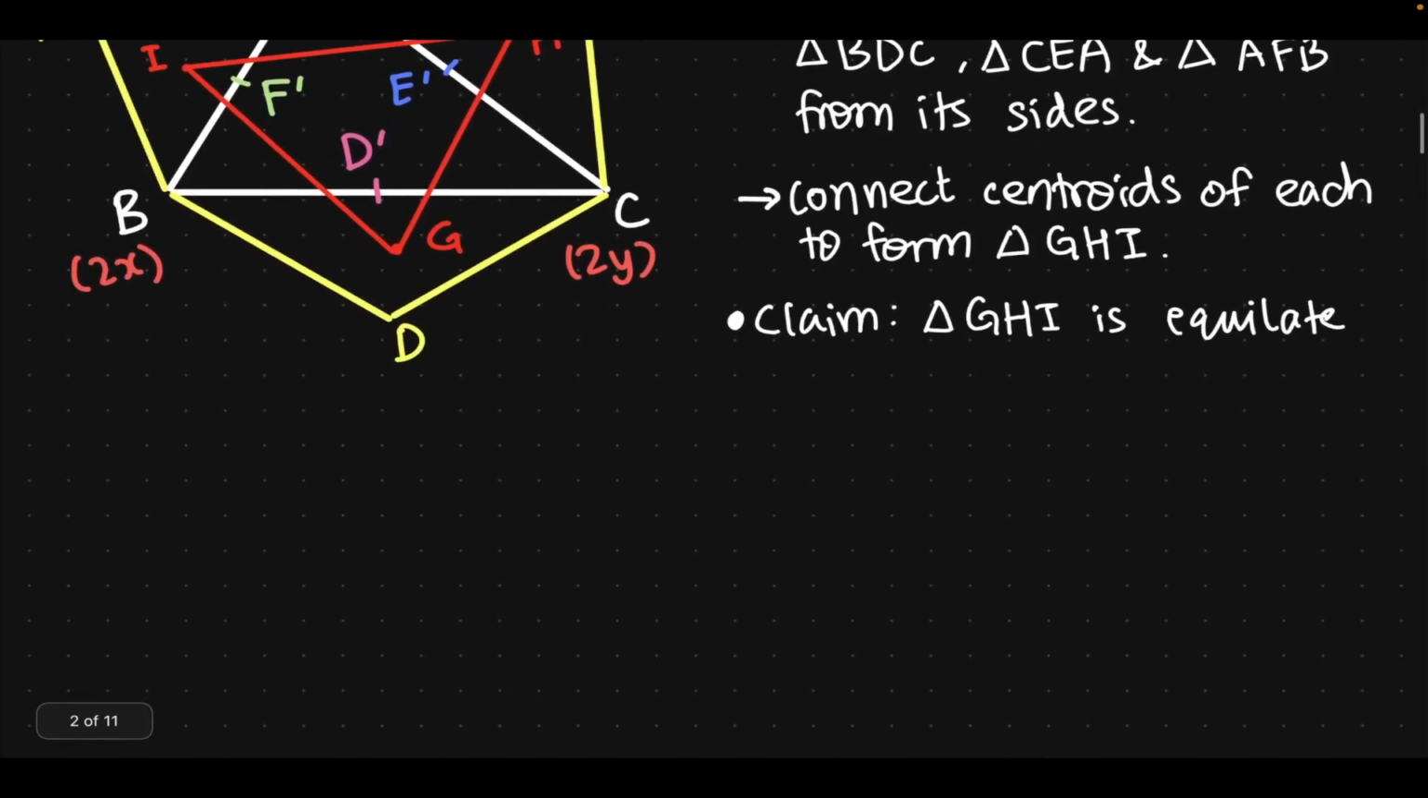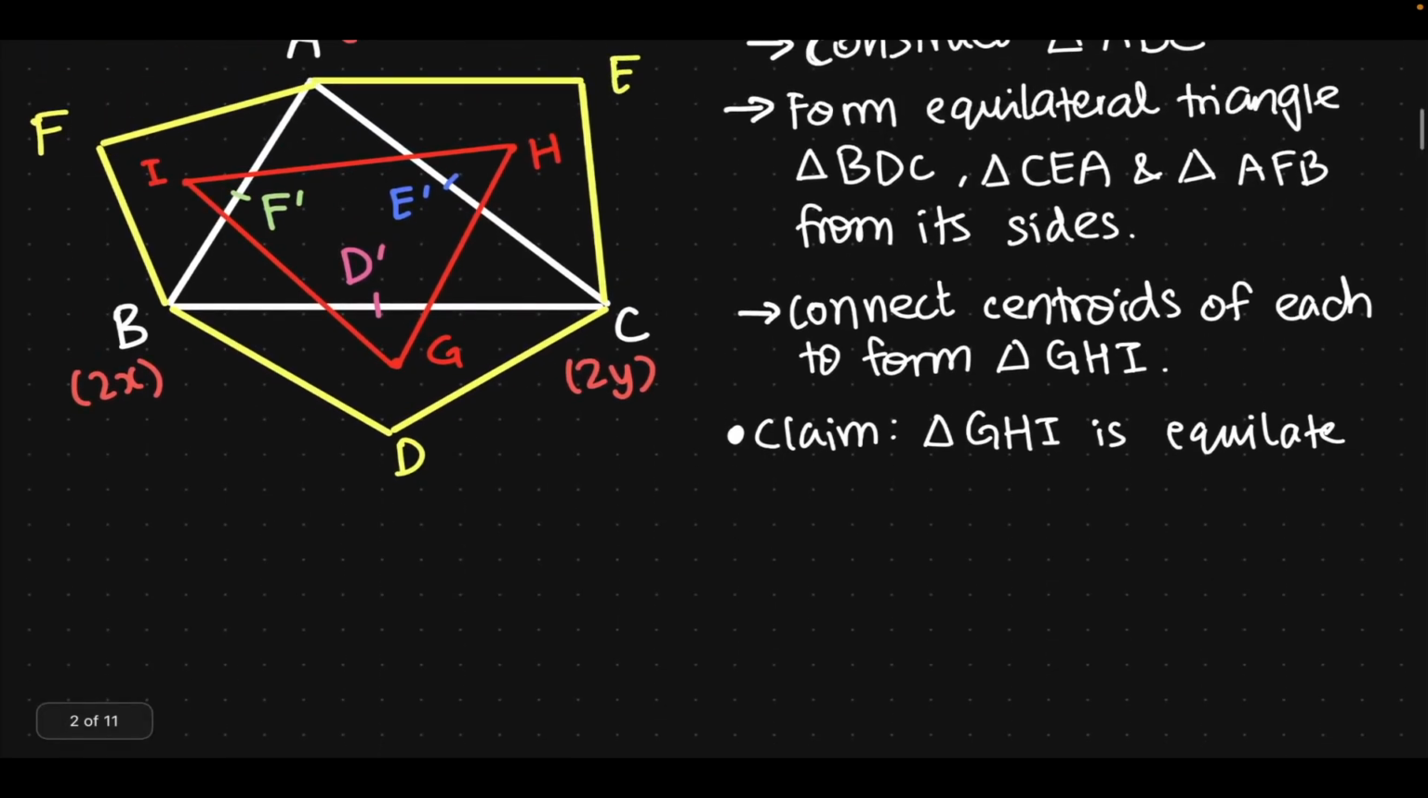Now we need to find the coordinates of this centroid I, the coordinates of centroid G, and the coordinates of centroid H, then get the vector here, and then show that this vector has the same magnitude as this vector, which has the same magnitude as this vector, because it's supposed to form an equilateral triangle, and therefore the sides must all be equal to each other.